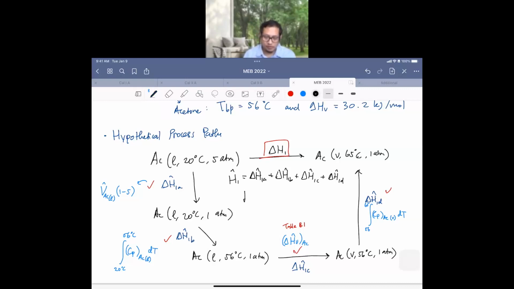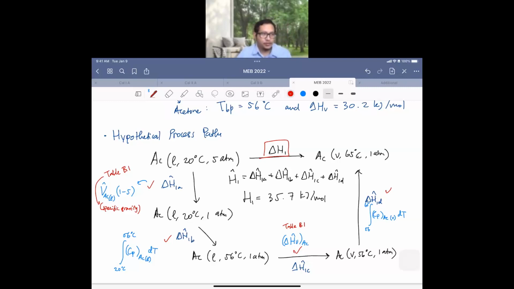So H1 we get from the calculations. If you calculate all, then you will have 35.7 kilojoule per mole. This is also from table B1, and use the specific gravity. Well, it's a little bit messy and complicated.